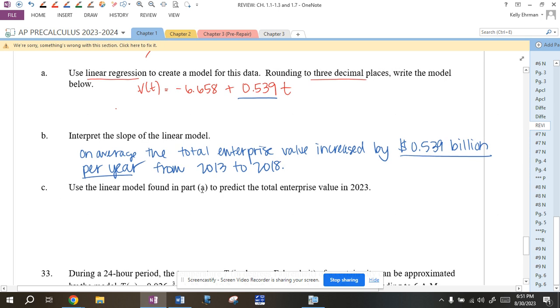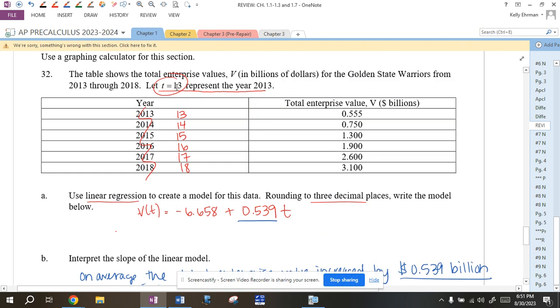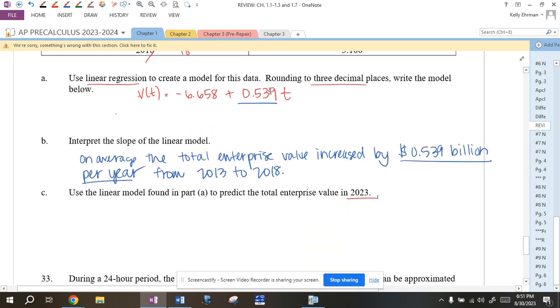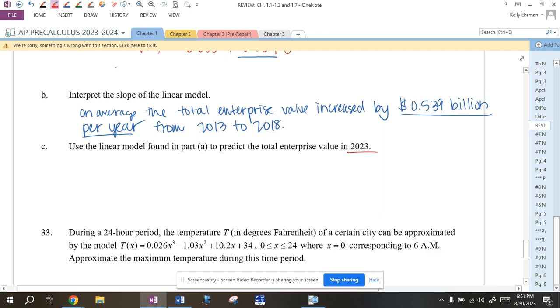Use the linear model found in part A to predict the total enterprise value in 2023. So remember, you're not typing in 2023 into the equation. T is 13 when the year is 2013. That means that T is years after 2000. So we're going to use T equals 23 and find V of 23.